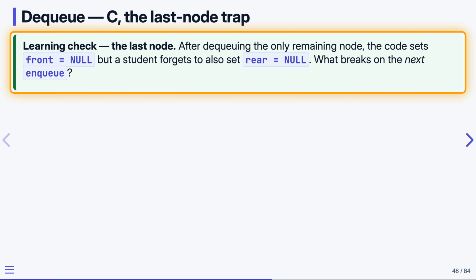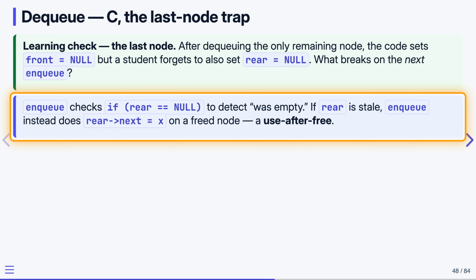Let's do a quick check. Suppose you dequeue the last node. The code sets front to null, but a student forgets to also set rear to null. What breaks on the next enqueue? The answer. Enqueue checks if rear is equal to null to see whether the queue was empty. If rear still points at the freed node, enqueue instead does rear->next = X on that dead node. That is a use after free bug.